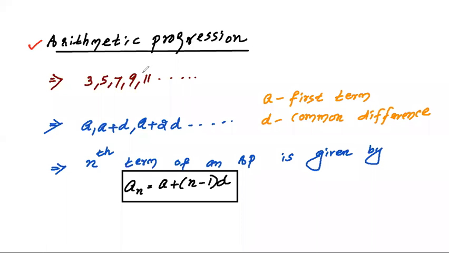Hi students, today we are going to deal with the chapter of arithmetic progression. In order to discuss the concept of arithmetic progression, here I wrote some numbers. You can see that 3, 5, 7, 9, 11, etc.